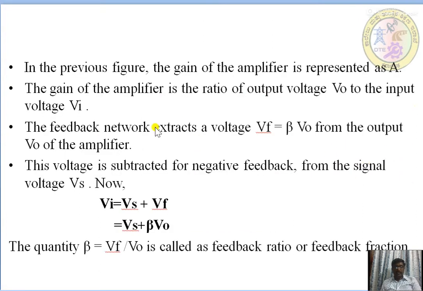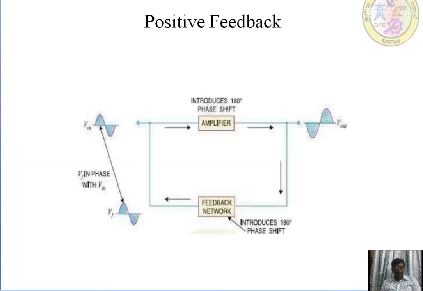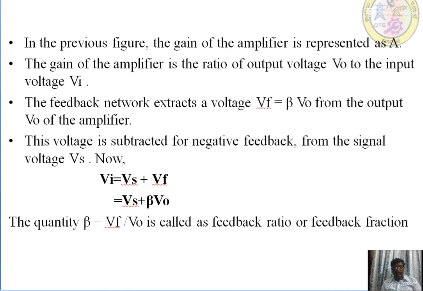In the previous figure, the gain of the amplifier is represented as A. Sometimes in the previous slide it was represented as A of F, now it is represented as A. The gain of the amplifier is the ratio of the output voltage V0 to the input voltage Vi, that is V0 by Vi. The feedback network extracts a voltage Vf equal to beta into V0 from the output voltage V0 of the amplifier. That has been clearly discussed in the previous slide.